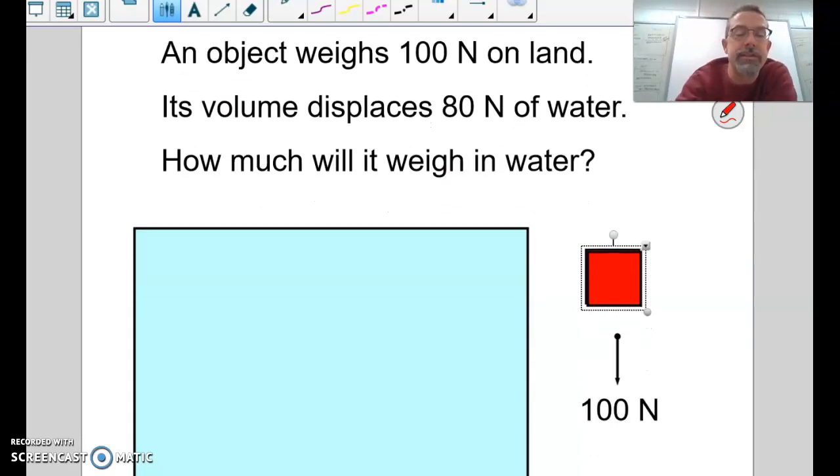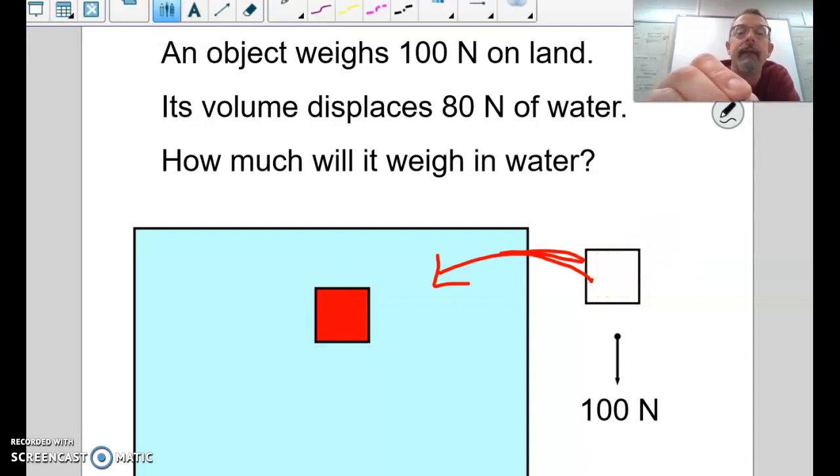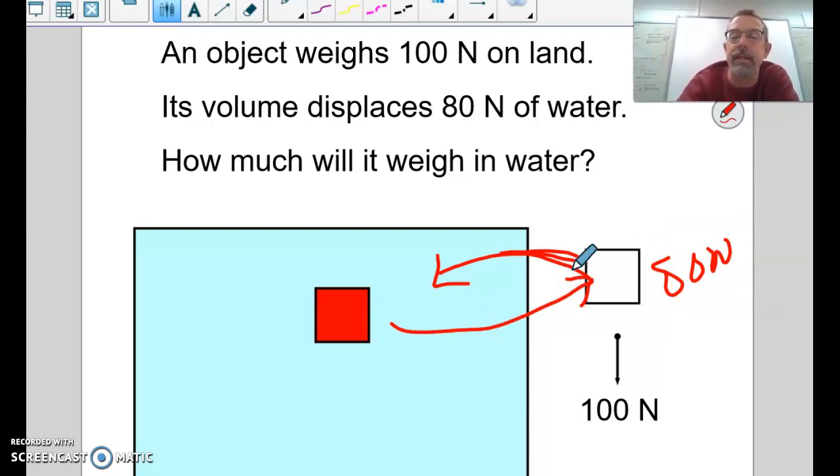So let's take a look at this. An object weighs 100 newtons on land. I'm going to take this object and put it into the water over here. When I do so, it's displacing, let's say, 80 newtons of water. This water that's been shoved off to the side equals 80 newtons. Its weight is not changing. Its weight is still 100 newtons.